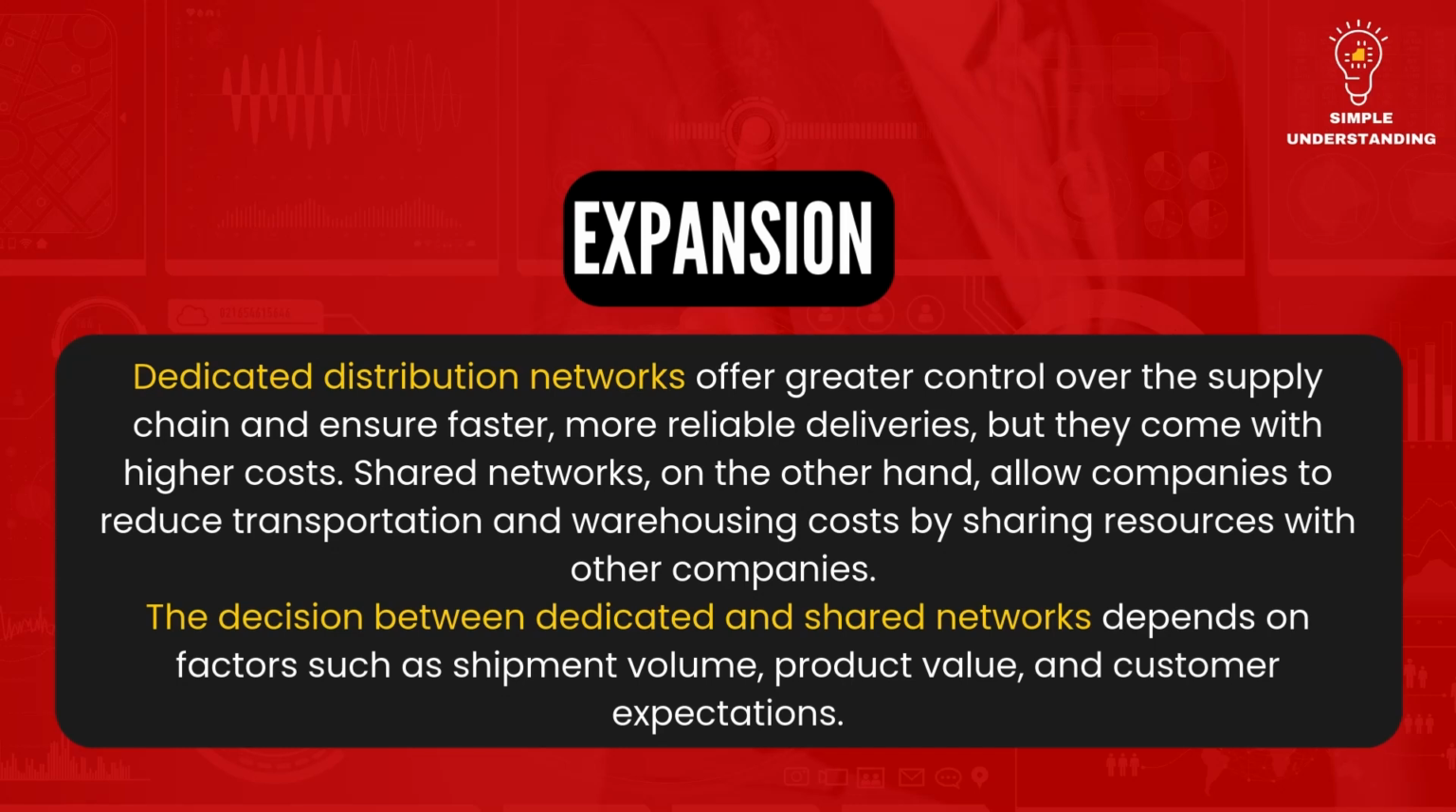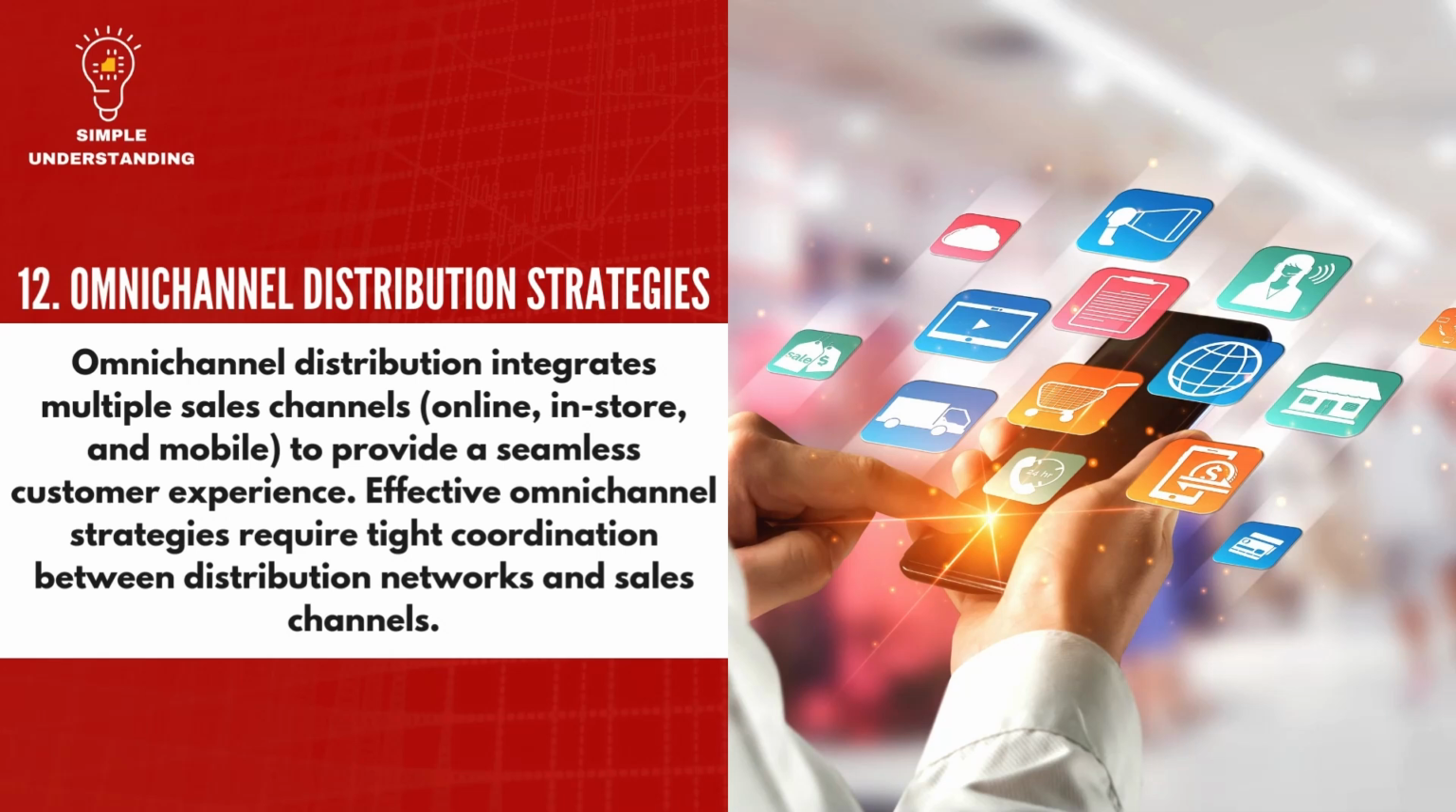Expansion. Dedicated distribution networks offer greater control over the supply chain and ensure faster, more reliable deliveries, but they come with higher costs. Shared networks, on the other hand, allow companies to reduce transportation and warehousing costs by sharing resources with other companies. The decision between dedicated and shared networks depends on factors such as shipment volume, product value, and customer expectations.